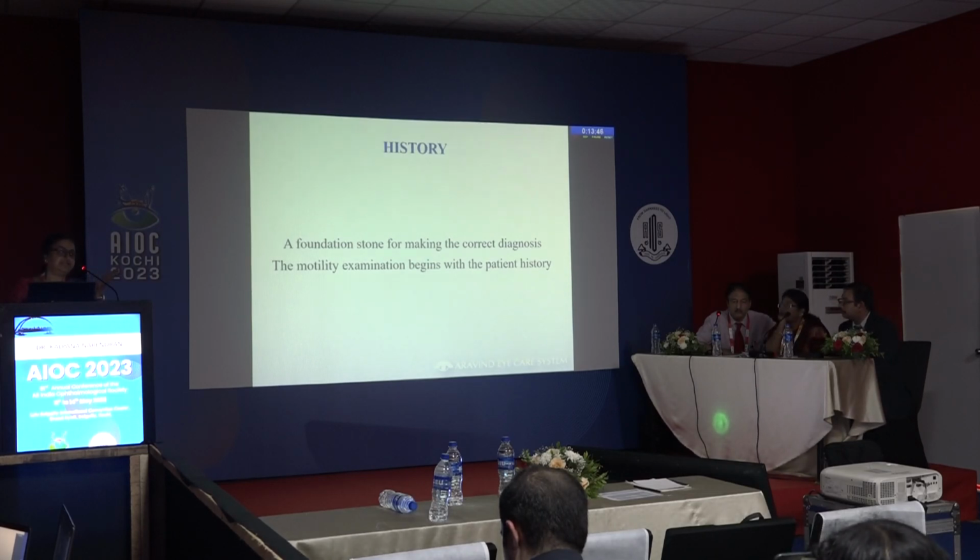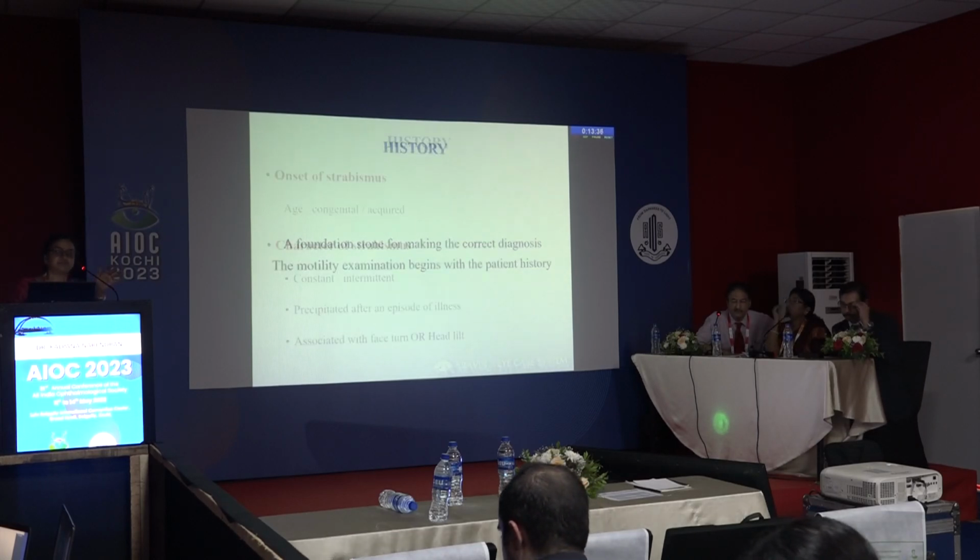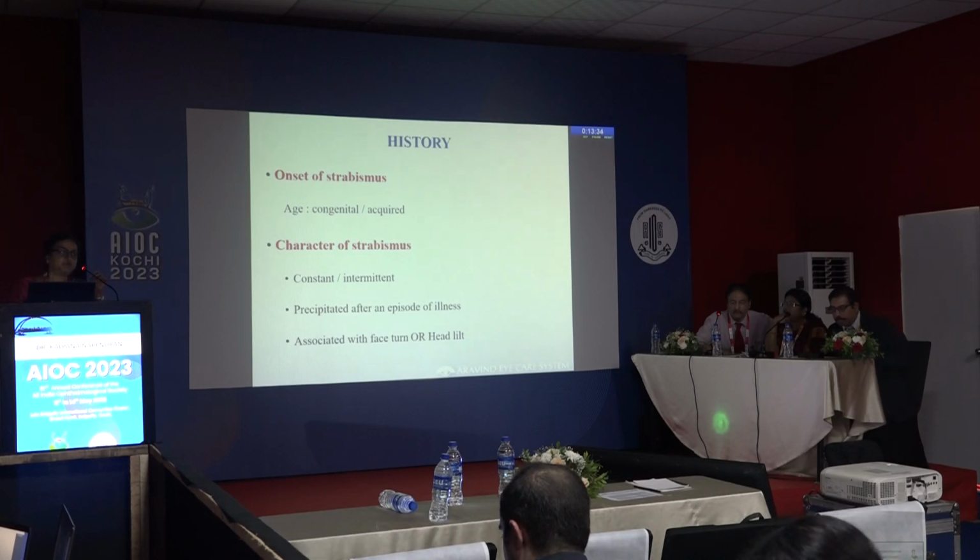We all know for anything, the history is the foundation stone for making the correct diagnosis, and a detailed patient history is the baseline for dealing with the strabismus patient. So in the history, what would you ask? One is the onset of strabismus. Is a child born with strabismus or is it an acquired strabismus? Because certain acquired strabismus, like a third nerve palsy or a sixth nerve palsy, third nerve especially, is a daytime emergency, because you never know, that might be an aneurysm, and the patient would need immediate imaging. So that is very important, the onset.